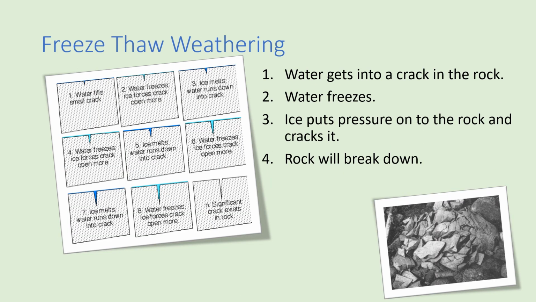Okay, so now we're on to our second type of mechanical weathering. And this one forms in cold environments. Now, it's called freeze-thaw, and there's a big clue in that name. So if you look at this diagram, you can see what's happening. So first of all, you've got to have a crack, and water fills that crack. So water goes into a crack, and then at night time, it will freeze.